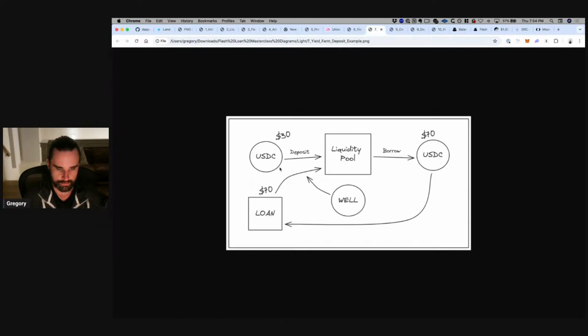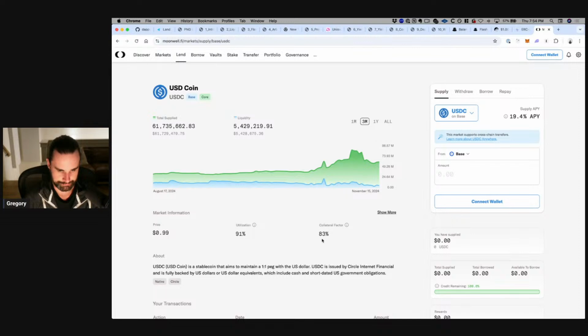Now, if you go back to my example, I used 3 and 7, so I'm borrowing 7. If you're doing $100, the maximum you could borrow would be $83. So I'm very intentionally borrowing less than that collateral factor. The max I could borrow in this example would be $83, and I'm borrowing $70 to stay safely below it. Because what happens is if you borrowed too much, if you approached this collateral factor and crossed it, then your position can get liquidated.